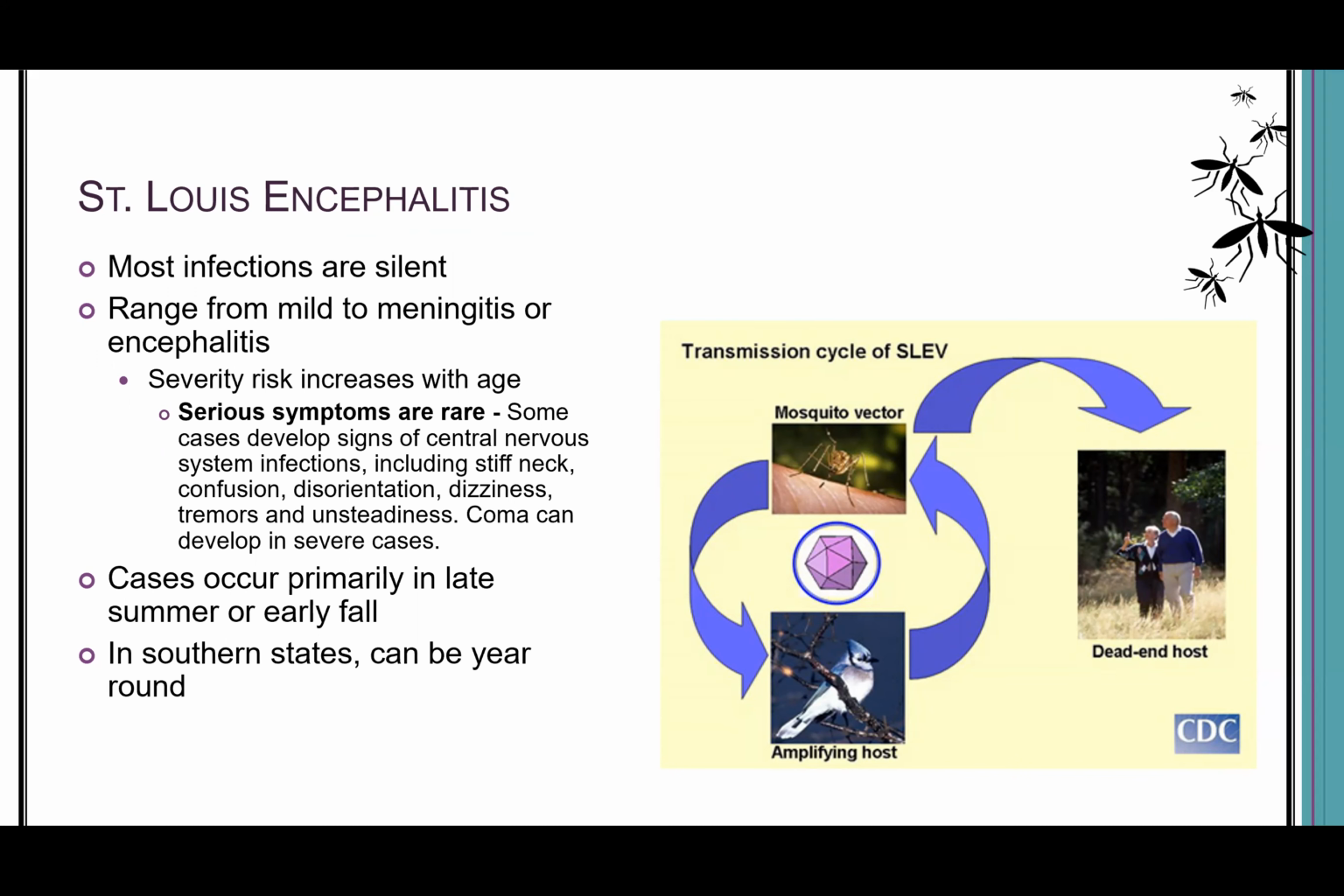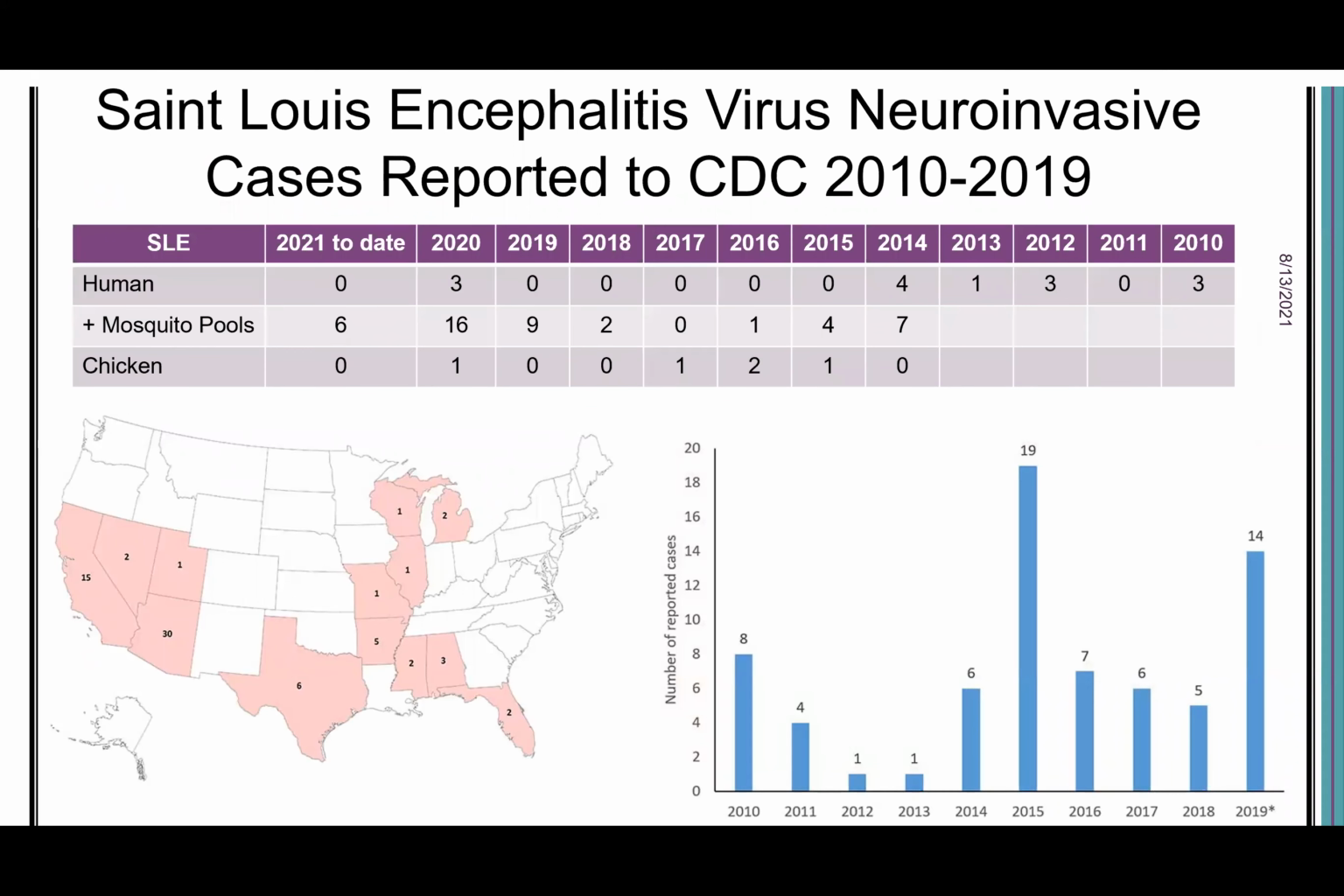The vector is the same. So you've got those Culex species. Again, they get it from birds, but the birds in this case are typically a different bird species than the ones that carry West Nile. In the last couple years, it's been pretty quiet for human cases. So you can see in the charts, we haven't had a whole lot of human cases in the last decade. In 2023, human cases were counted in 16 positive mosquito pools.